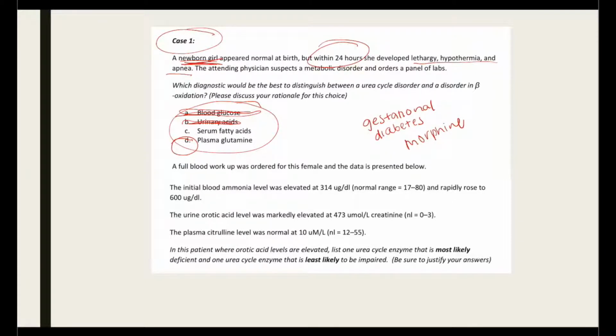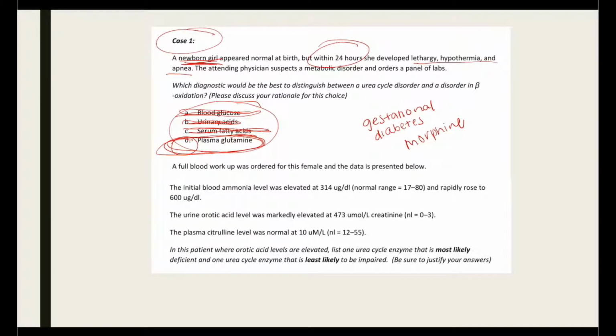Now the panel for the serum fatty acids is also incorrect because this wouldn't tell if there's a defect in the urea cycle or even the beta oxidation. This really just tells if the levels of the beneficial fatty acids are enough. So we can just cross this out, which left us with a choice of plasma glutamine being the correct answer. So a full blood workup was also ordered for this patient, and the results are shown here below.